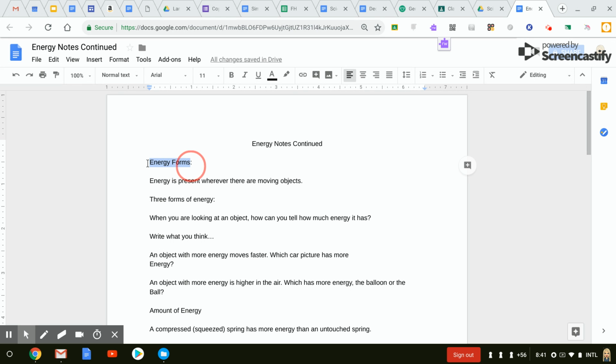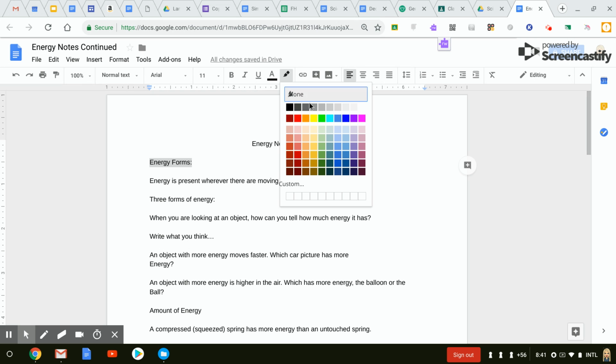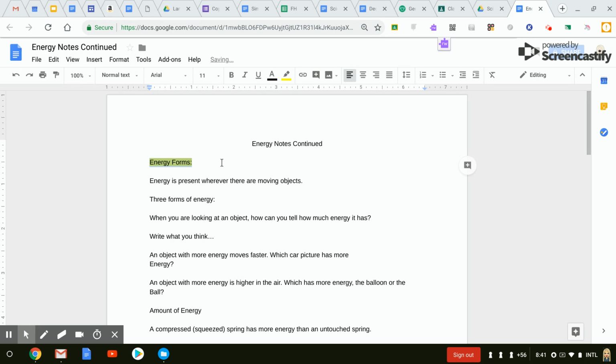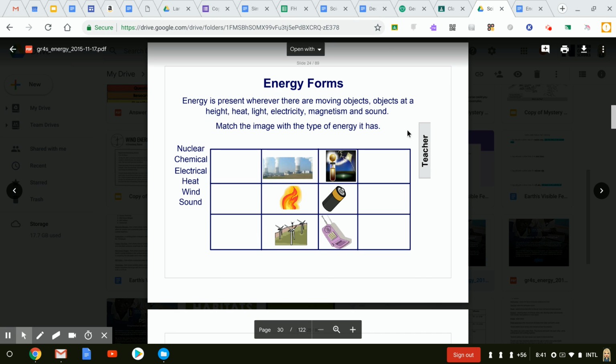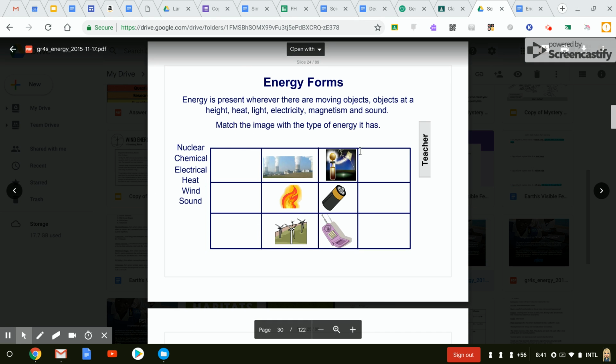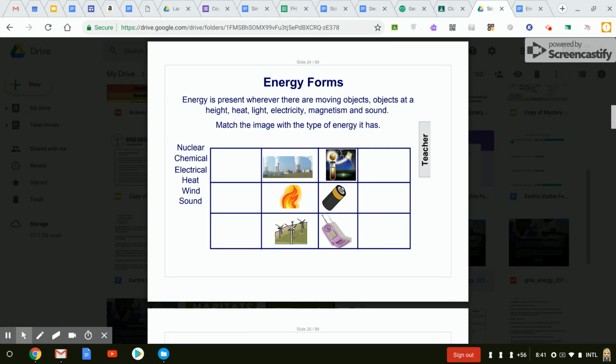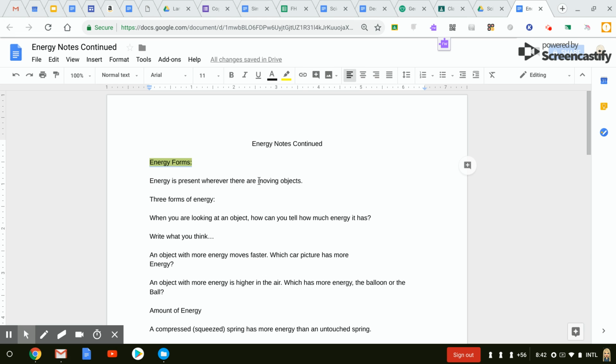So I've already got a lot of this typed out, and as I highlighted, that's what I want you to be writing down. So energy forms, if we look at this image here, you can see different forms of energy that we've already kind of talked about. We've talked about nuclear energy, electrical energy, heat energy, sound energy, wind energy, all these different types of energy. And what I want you to write down is that energy is present wherever there are moving objects, whether those objects are large or small.